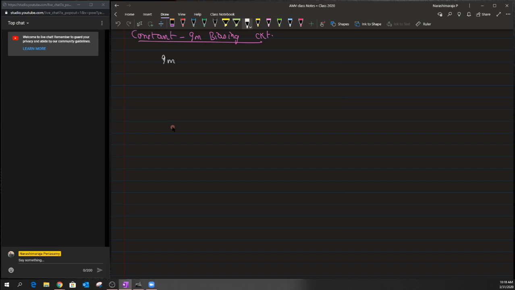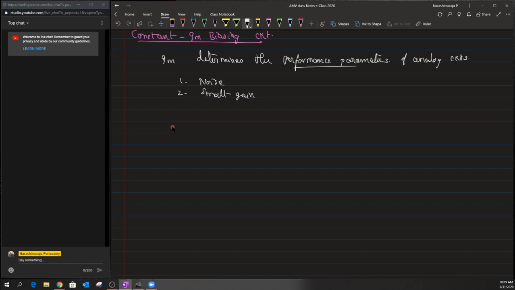It is just because the GM of the MOS structure basically determines the performance parameters of the analog circuit. What performance parameters this GM determines can be written in a very simple way. It determines the noise and the small signal gain, as well as the third important performance parameter that it determines, which is the speed. Okay, so we want all these parameters to be constant.